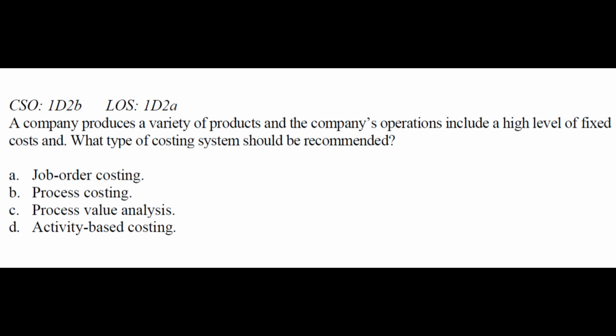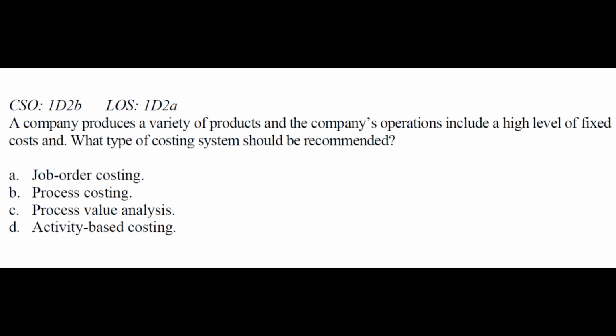Job order costing, used for customized, unique products. Process costing, used for mass production of identical products. Process value analysis, not a costing system. It is a continuous improvement technique. Activity-based costing, ABC, used when there are multiple products. Overhead is high and complex costs are driven by different activities. More accurate cost allocation is needed. Given high fixed costs and product diversity, a more refined overhead allocation method is needed.